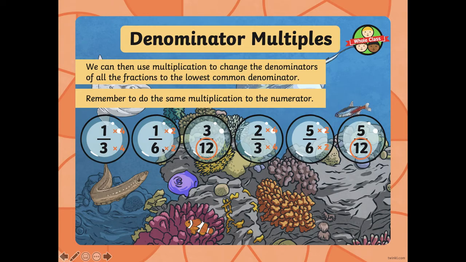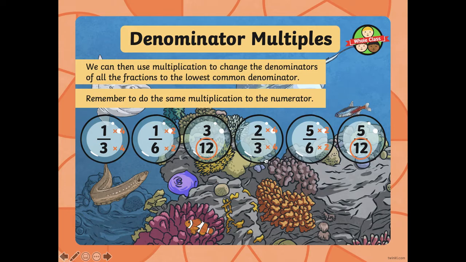And then let's look at the next one here with 1/6. Okay? We need this to get to 12. So how do we get this to 12? By timesing it by 2. Okay? Because 6 times 2 is 12. Okay? And remember, whatever you do to the bottom one, you have to do to the top.